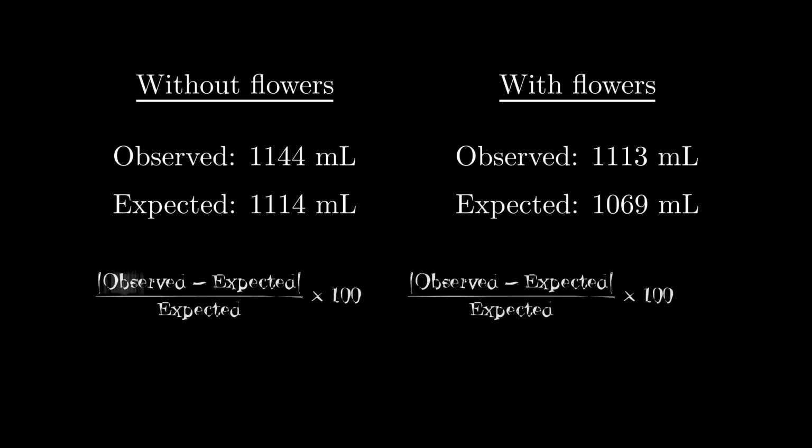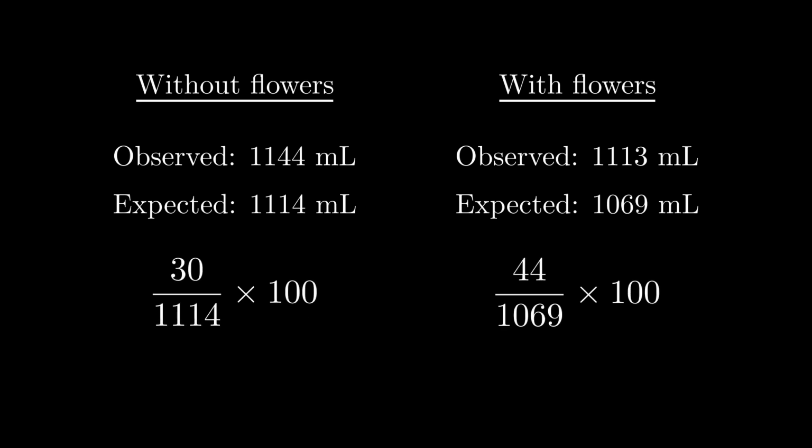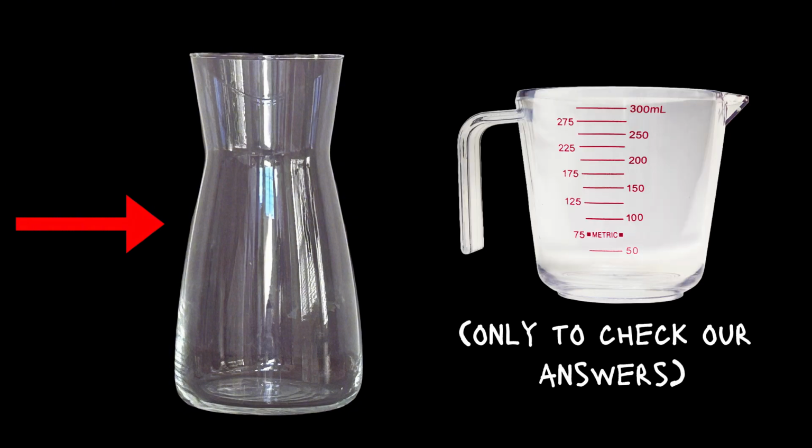This tells us how far off our estimate is from the right answer. Doing so gives us 2.69% and 4.12% for each calculation, which is remarkably accurate given our approach. And there you have it. We successfully measured the volume of this vase without pouring a single drop of water.